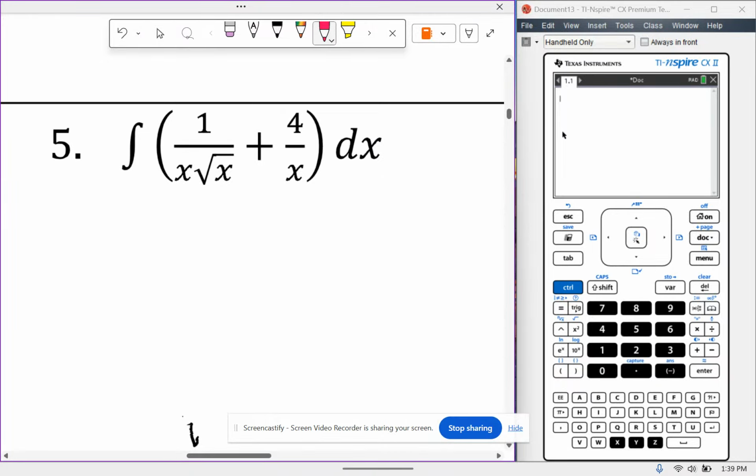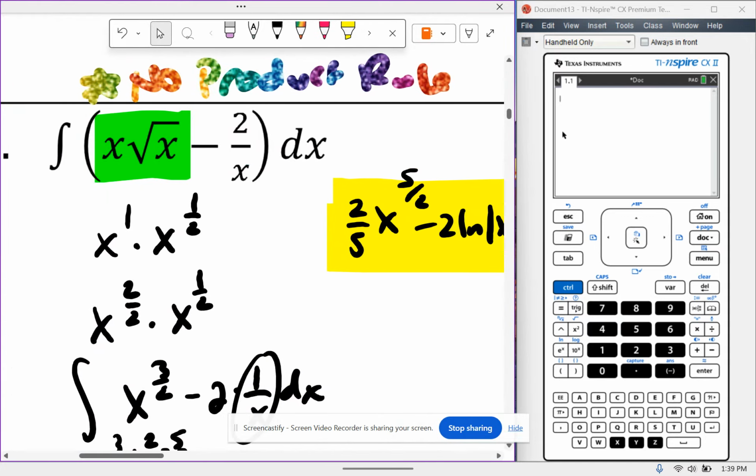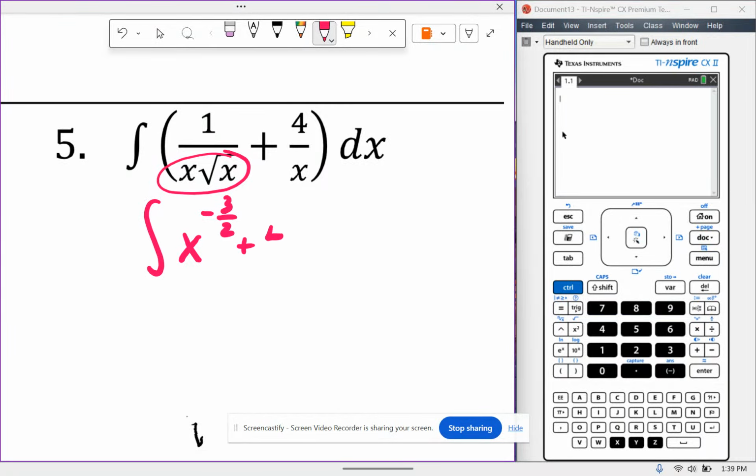You're going to get a singular power down here, and then how do you bring it back up? We actually just did this. What did that end up being? x to the 3 halves, right? But it's in the denominator, so what is it going to turn into? x to the negative 3 halves, right? And then this one is plus 4 times 1 over x dx. Maybe that'll help you get started, okay?